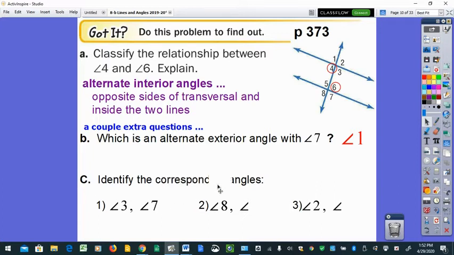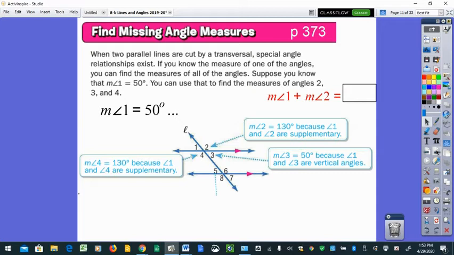Okay, angle 3 corresponds with 7, lower right, lower right. Angle 8 corresponds with angle 4, lower left, lower left. And angle 2 corresponds with angle 6. They're both in the upper right of their groups. So there's sort of the vocabulary lesson tying with the picture. Now let's start talking about how do we find missing measurements when we know these relationships.